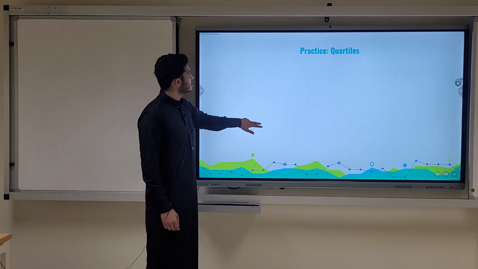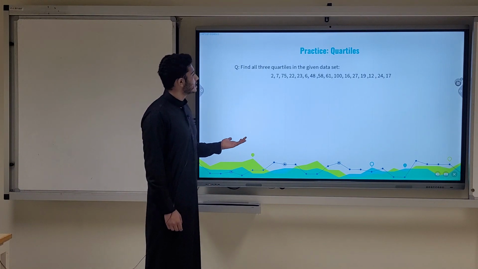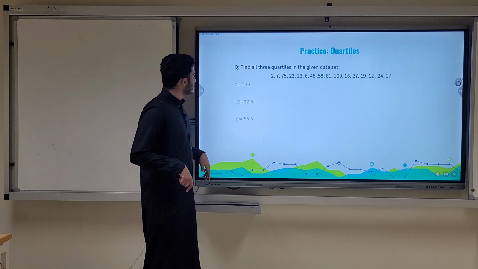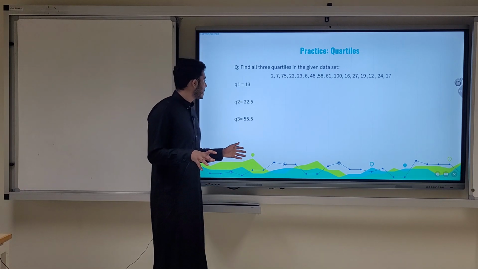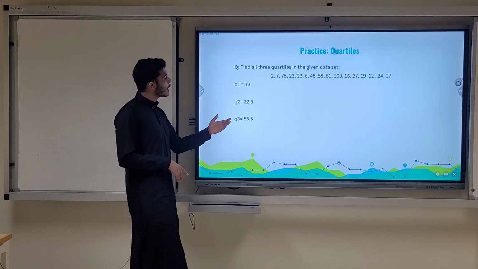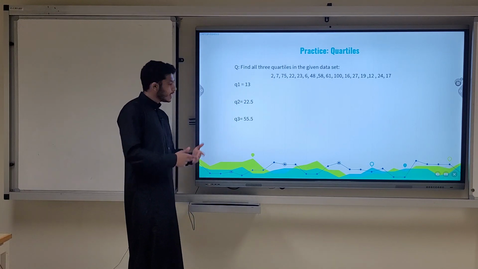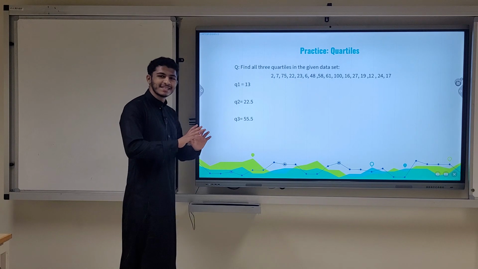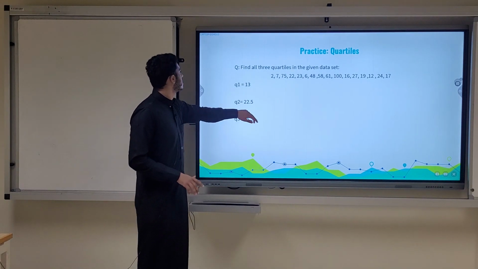Now, more practice does not hurt. This is an example for you to solve. First of all, you have to order this data, and then you'll be able to find these quartiles. These are the answers. If you got the same answers, then you're doing good. If not, keep practicing. You're going to get better. It's extremely easy, these quartile things.